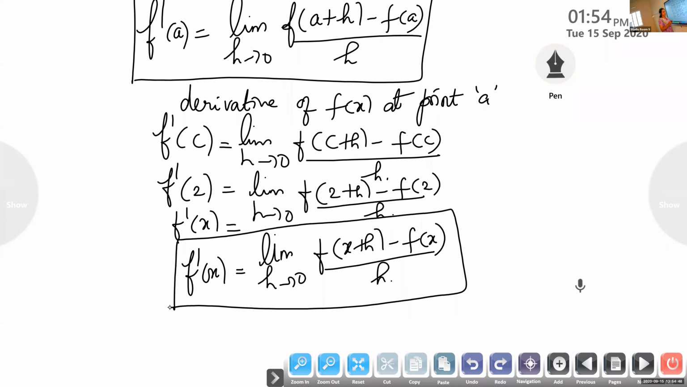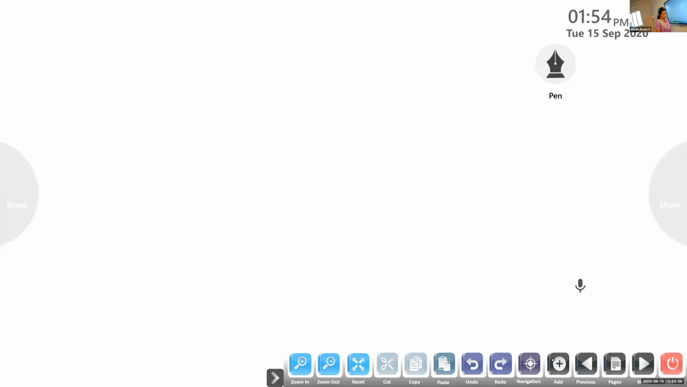We are not substituting a point. x can take any value. When you start doing problems, you will be able to understand. Write the question. Find the derivative at x is equal to 3 of the function f of x is equal to 2x plus 1.